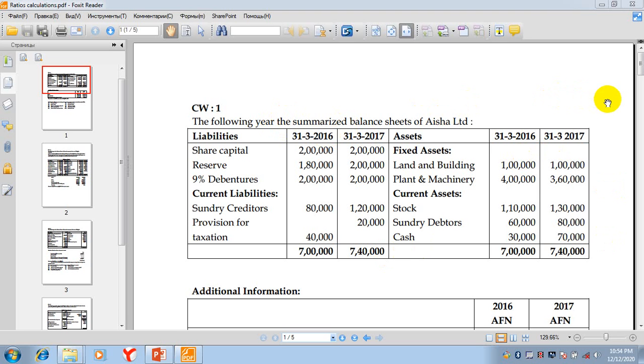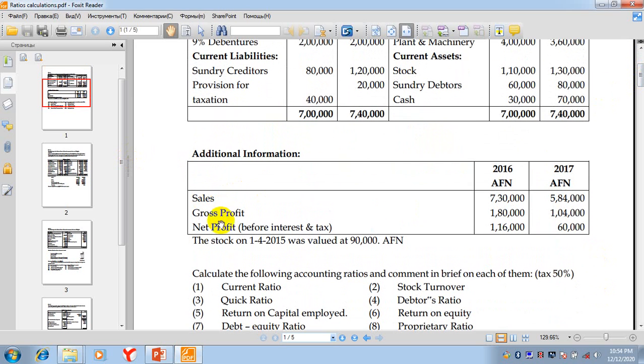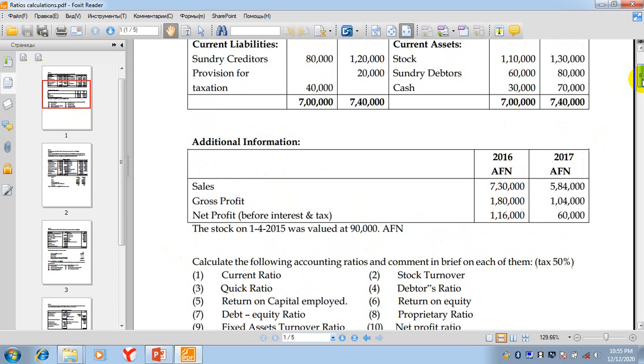In the previous class, we finished the ratio analysis chapter. Now here is a question, and you will solve this question. Just take a screenshot of this and solve it. I will give you some idea about this balance sheet. This is additional information about the income statement, and you will do this analysis: current ratio, quick ratio, this and this, each and everything.